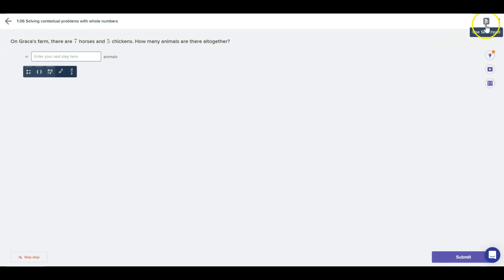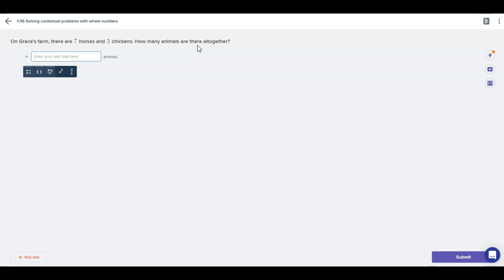Again, I'll be using my sketch pad to write the answers on the screen for you here to demonstrate how I'd like you to solve these. So let's have the first question. On Grace's farm, there are 7 horses and 5 chickens. How many animals are there all together? So this is where it's an extension of what we did last time, where they might have just had 7 and 5, and we had to work out what the statement would be. Now it's part of a fully worded question.